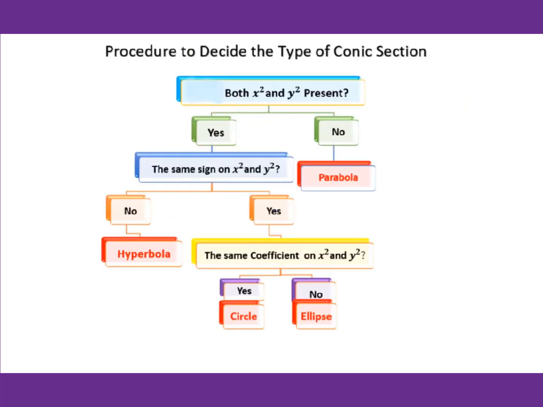Here is the procedure to decide the type of a conic section. When you are given the general form, you check whether both x squared and y squared are present. No, that means a parabola. Yes, then you check the same sign on x squared and y squared. No, that means a hyperbola. If they do have the same sign on x squared and y squared, then you check, is it exactly the same? If exactly the same, that's a circle. If no, that's an ellipse.